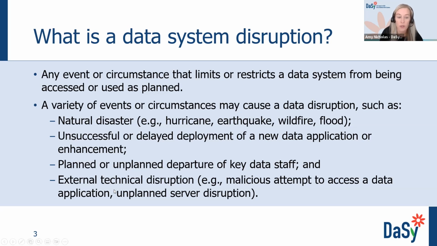These could include natural disasters. This could be things like when you're deploying a new data system application or an enhancement to it. It could be an unsuccessful deployment. There could be bugs to it. It could be delayed. There could be planned or unplanned departures of key staff people related to your data system. Or there could be external technical disruptions like malicious attempts to access the application.